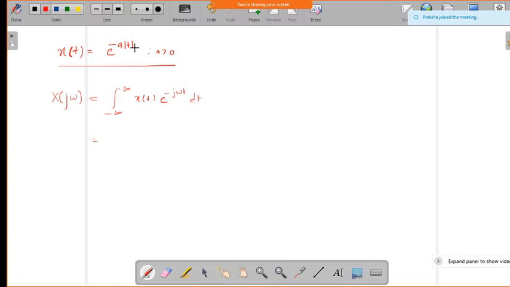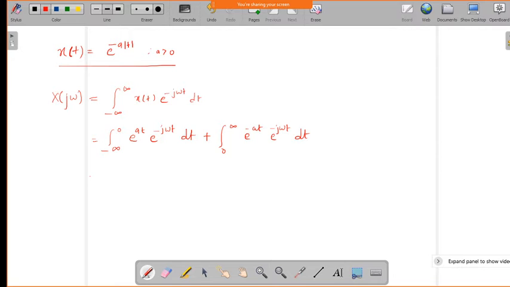So now we can see t exists from minus infinity to 0, where it will be negative, and it will be positive for 0 to infinity. So this will give minus infinity to 0, e power plus at, because t is negative, minus into minus becomes plus, into e power minus j omega t dt, plus 0 to infinity, where it is positive, e power minus at into e power minus j omega t dt.